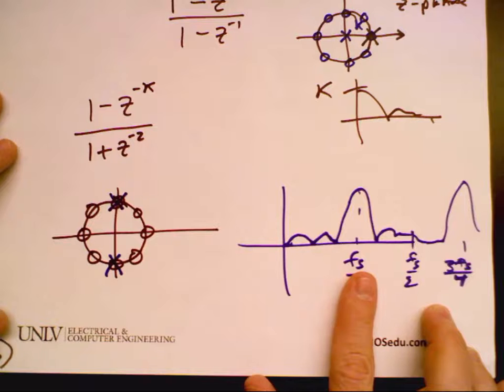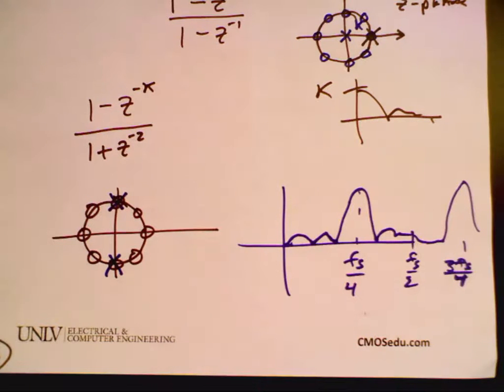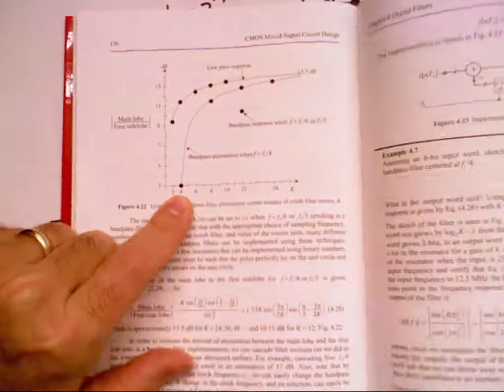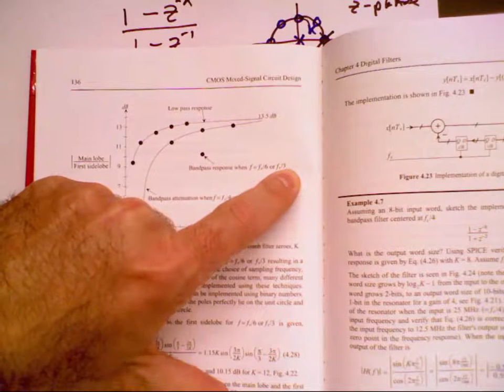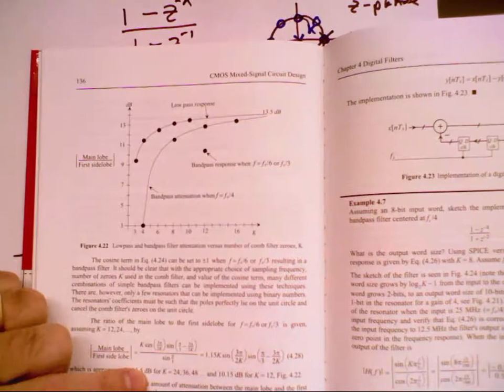Okay, that gets the points across, but if you remember back in chapter 4, when we talked about resonators, we said, okay, here's the band pass. There's f sub s over 4 here. There's f sub s over 6 or f sub s over 3. You could think of other ones as well.